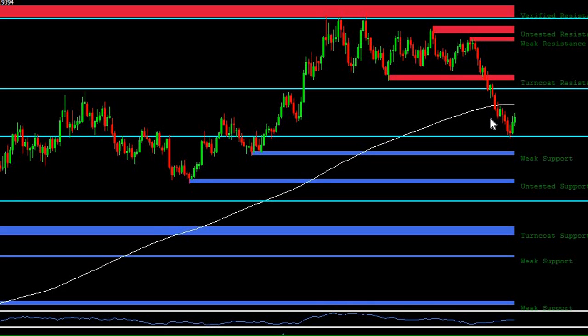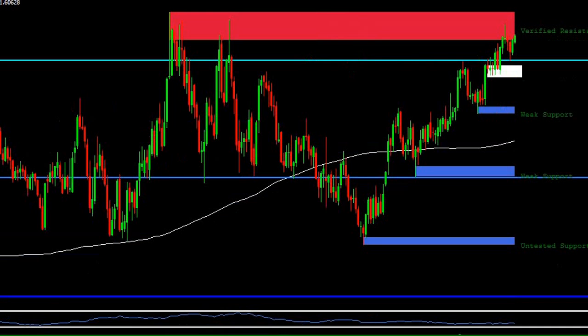Okay, our second currency pair to analyze will be euro Aussie. In euro Aussie, starting from a weekly analysis, we can see that this pair has been making higher highs and higher lows. So currently I'm bullish on this pair based on a weekly time frame analysis.